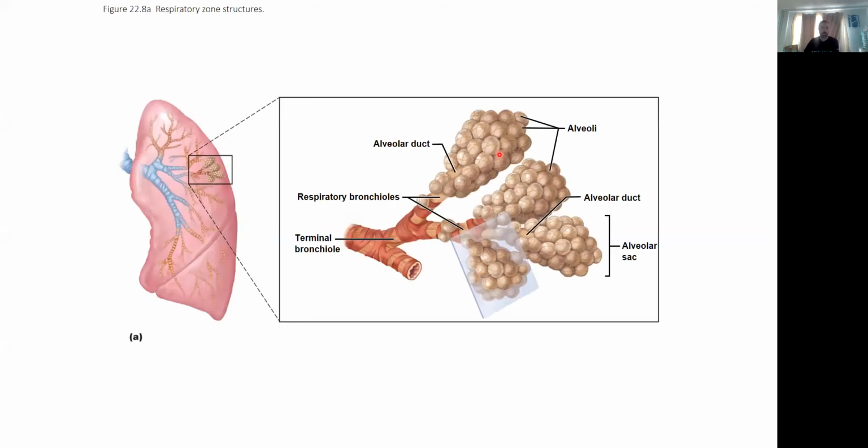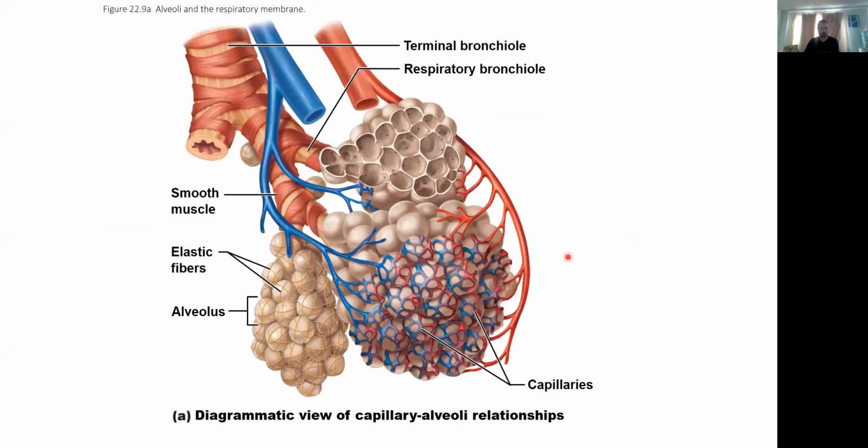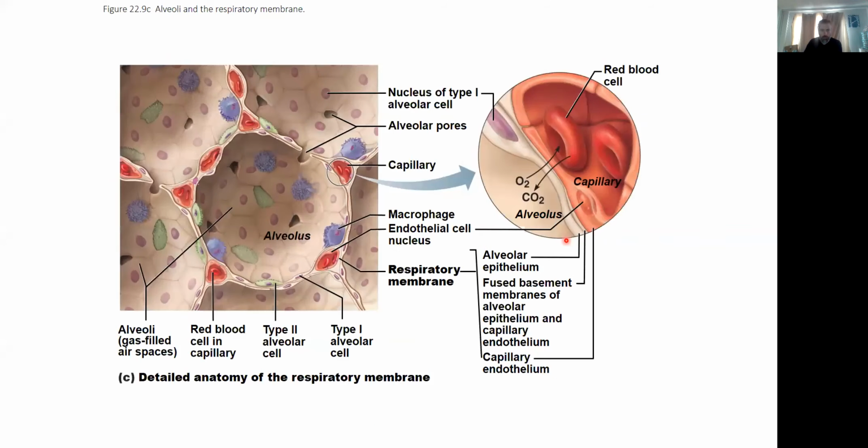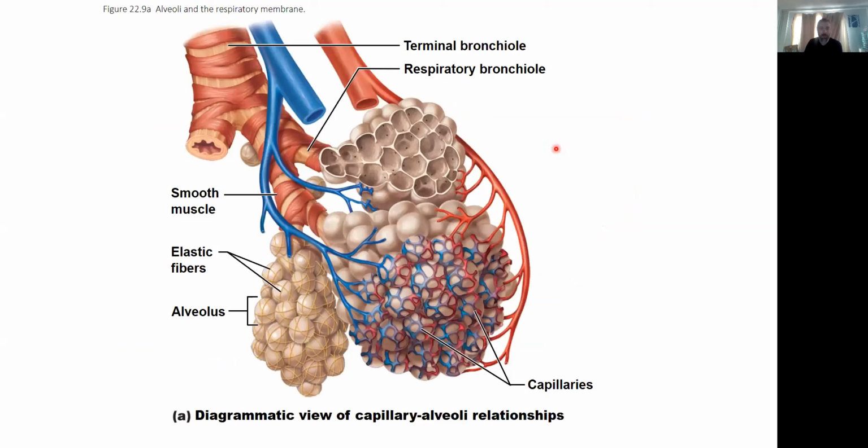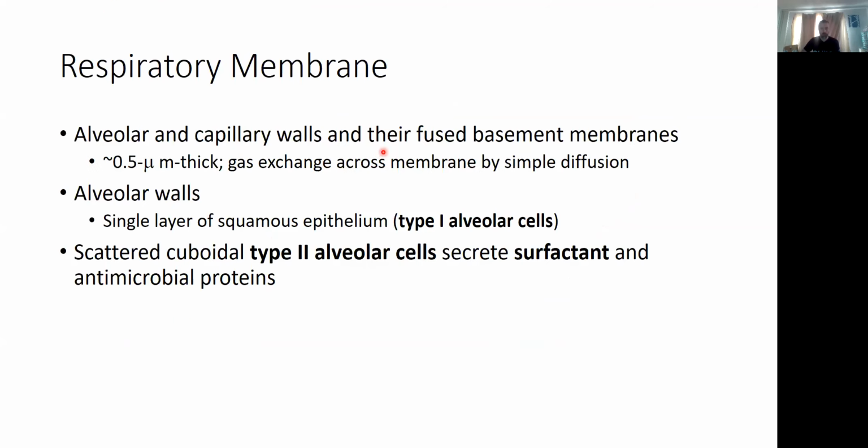So here we are, terminal bronchiole. You can see lots of that smooth muscle, like we talked about before, no cartilage, because we're at the very end of the conducting zone, transitioning into these little pouches of alveoli called the alveolar sacs. If we go in a little bit closer, you can see that these sacs are actually full of little interconnected chambers. Those themselves are the alveoli.